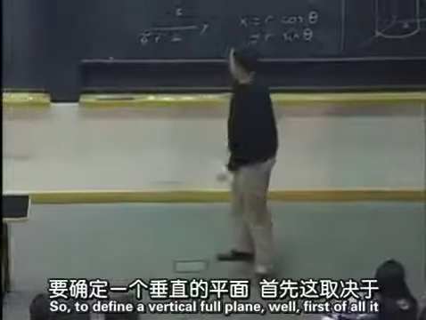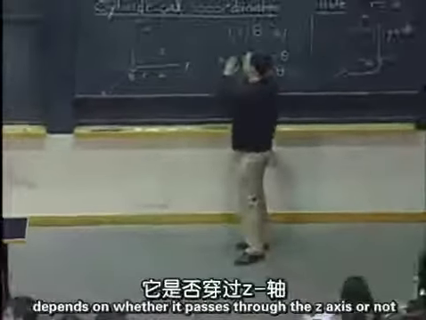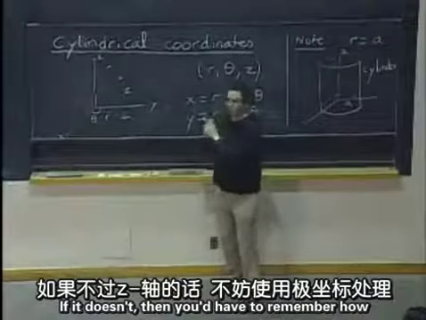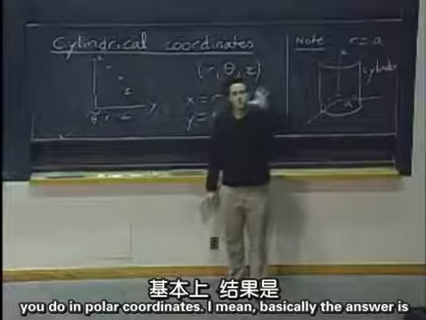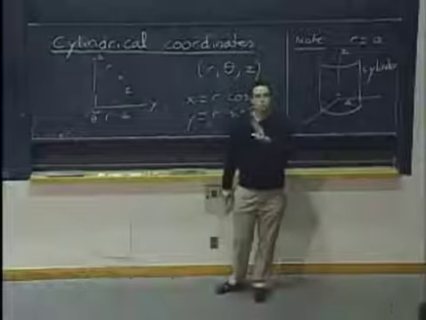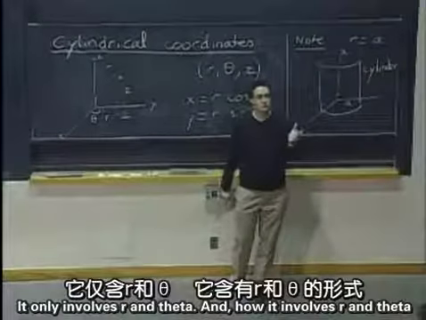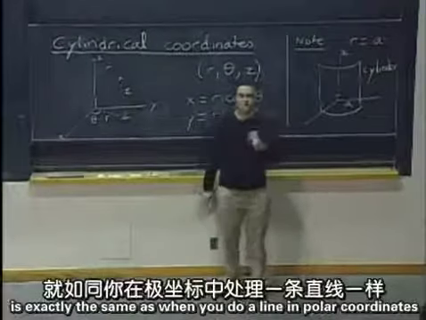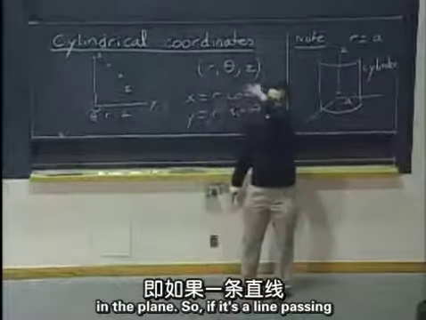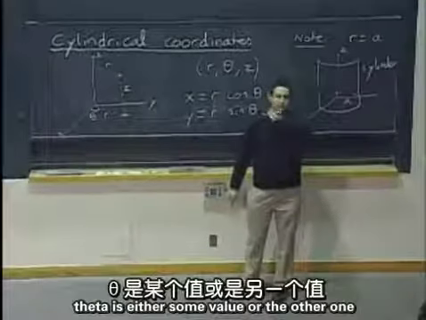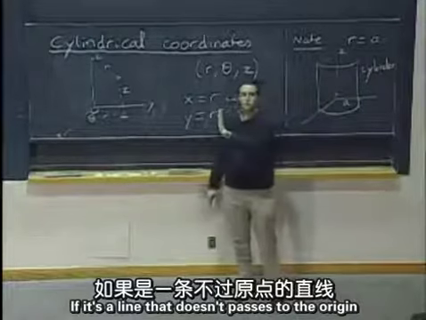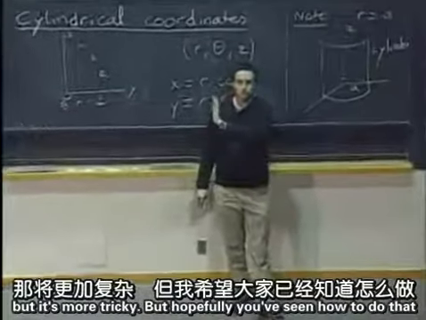So to define a vertical full plane, first of all, it depends on whether it passes through the z-axis or not. If it doesn't, then you'd have to remember how you do it in polar coordinates. Basically, if you have a vertical plane, it doesn't depend on z. The equation does not involve z. It only involves r and theta. And how it involves r and theta is exactly the same as when you do a line in polar coordinates in the plane. So if it's a line passing through the origin, theta is some value or the other one. If it's a line that doesn't pass through the origin, then it's more tricky, but hopefully you've seen how to do that.